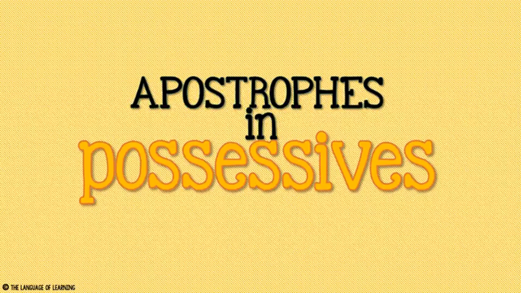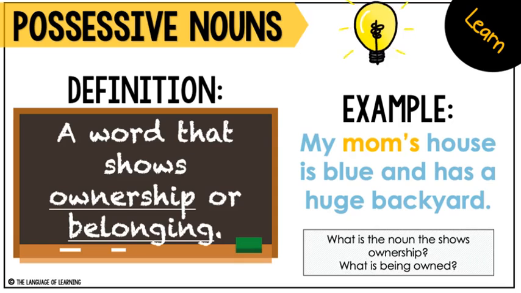All right, now apostrophes in possessives. Possessive nouns are words that show ownership or belonging. So an example, my mom's house is blue and has a huge backyard. What is the noun that shows ownership? That is mom. And what she's owning is the house.